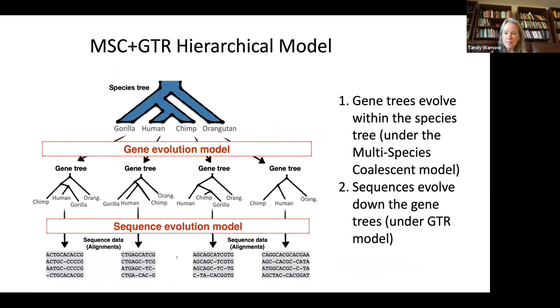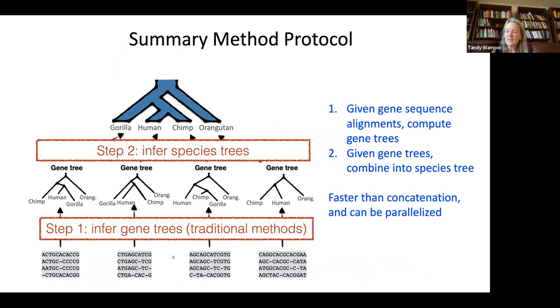So how are we going to estimate the species tree given this hierarchical model? There's a natural approach, which is you take the sequences at the leaves for each gene and you estimate the gene tree. You can go from the sequences for each gene to an estimated gene tree for each gene. And now you can take those estimated gene trees and fit them to a species tree model. Find the best species tree that fits that distribution. So estimate the gene trees. Once you have the gene trees, estimate the species tree. Two steps, okay? This is called a summary method. The reason it's called a summary method is that to get the species tree, you are combining gene trees. You're summarizing the information in your gene trees.